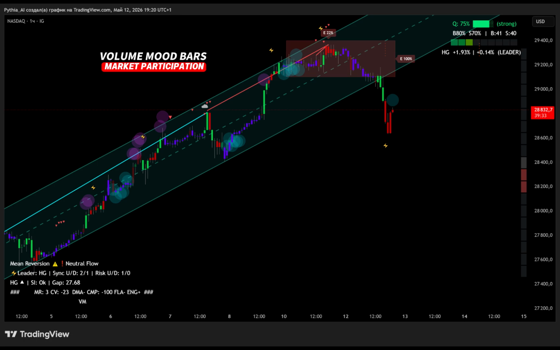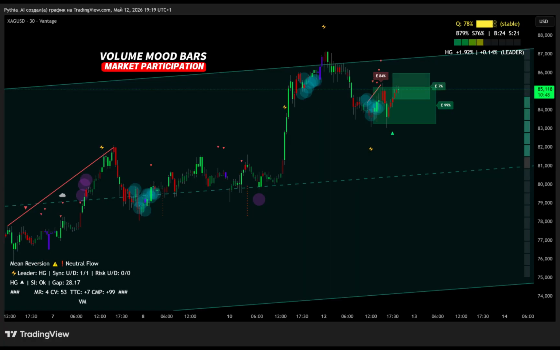This is one of the final confirmation layers before making a decision. These candles show whether the market currently supports movement with volume participation. Green candles: intrabar volume is higher than on the previous candle, meaning participation is increasing. Red candles: intrabar volume is lower than on the previous candle, meaning market participation is weakening.